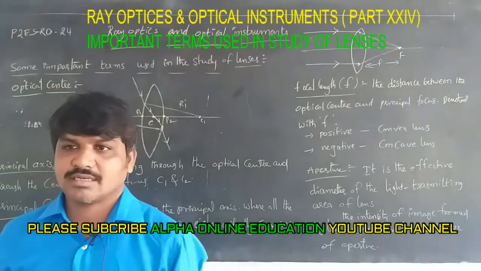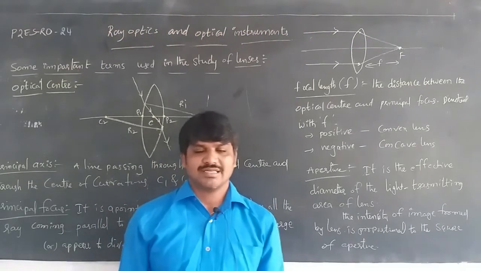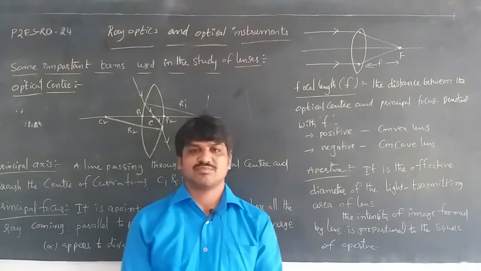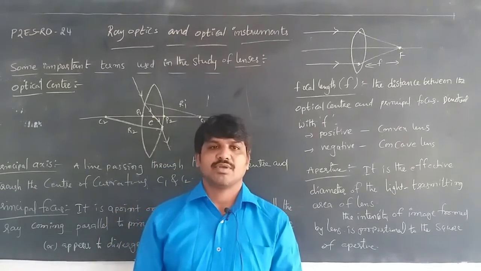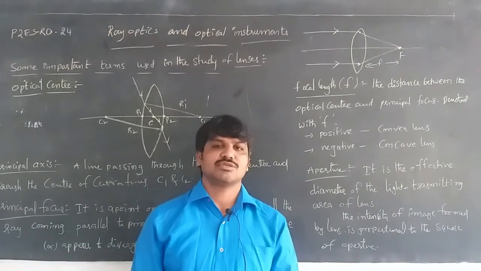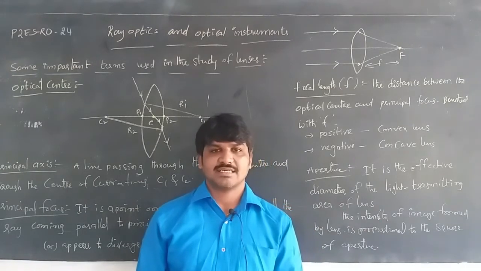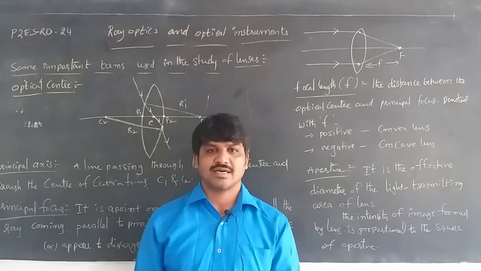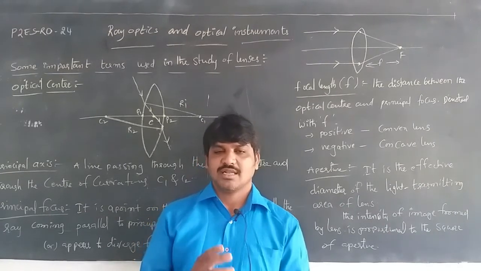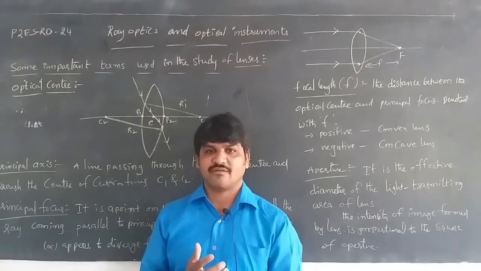In the earlier video we discussed what a lens is and what the types of lenses are. Now we are going to learn some important points which are used in the study of lenses. They are the optical center, principal axis, principal focus, focal length and aperture. So now let's look at the definitions of these terms.